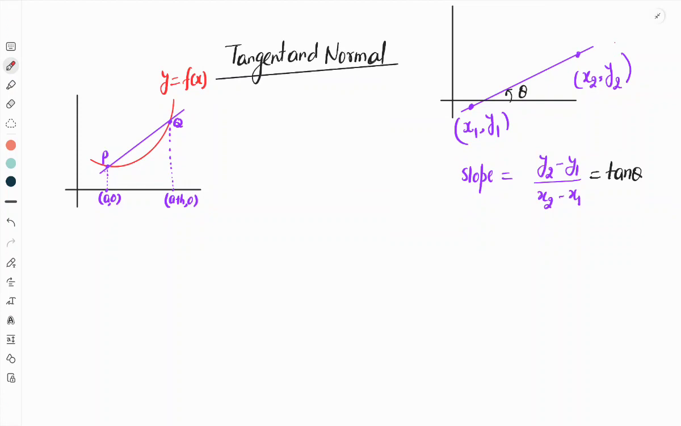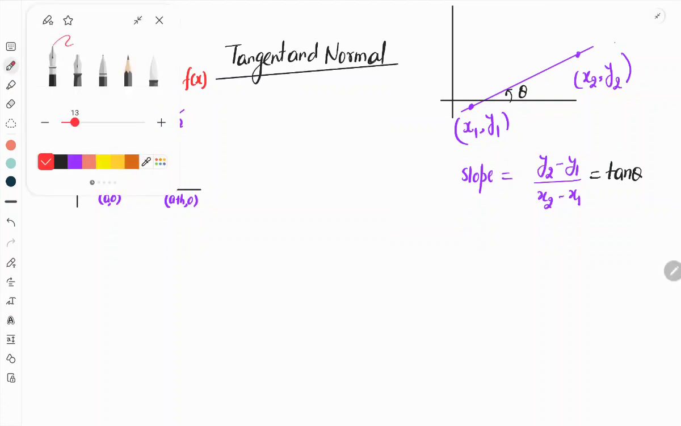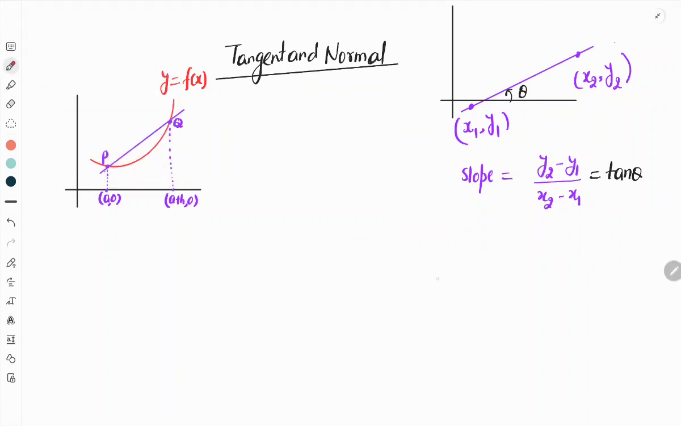Previously I told you, if any curve is given, let's say this is a curve, and you take a point on this curve, let's say point P, and you draw a line such that the line is just touching this point P, then this line is called a tangent.